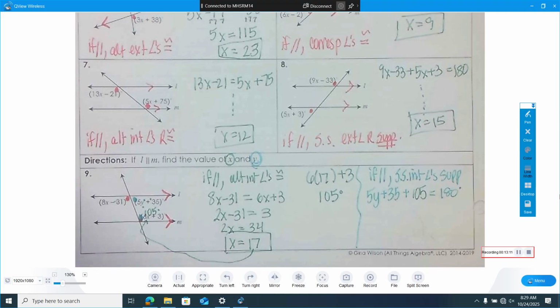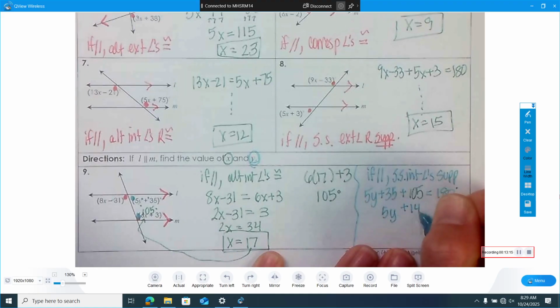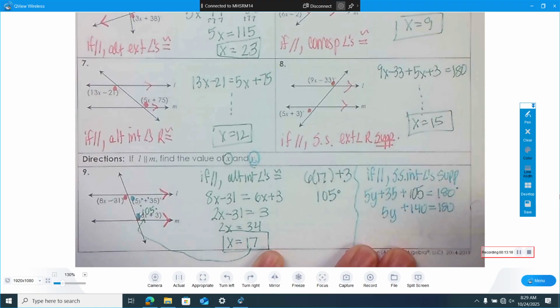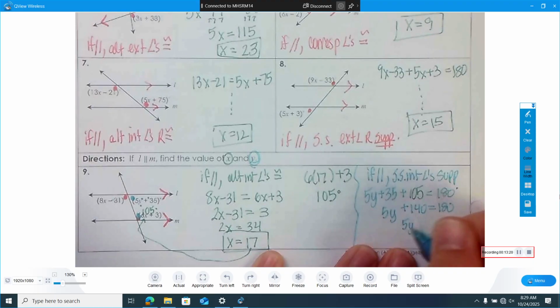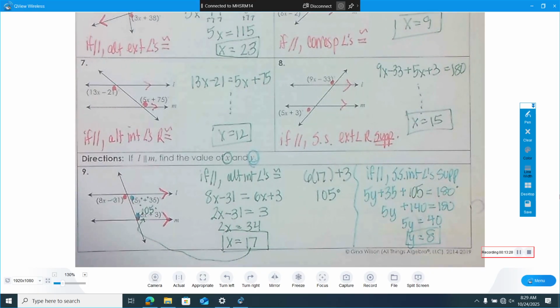All right, cool beans. So this gives me 5y plus 140 equals 180. And that, see, I would subtract 140, which would give me 40. And then dividing by 5, I get y equals 8. Okay. So again, when we solve for something, we probably are going to have to plug that back in to use it on something else, right? Super. Any questions on that one? Beautiful.